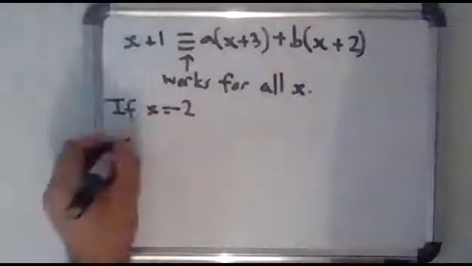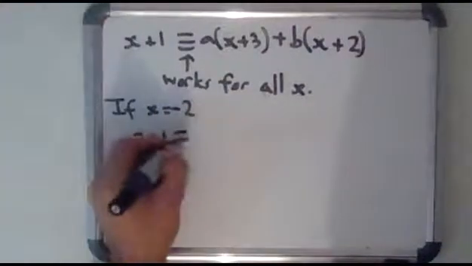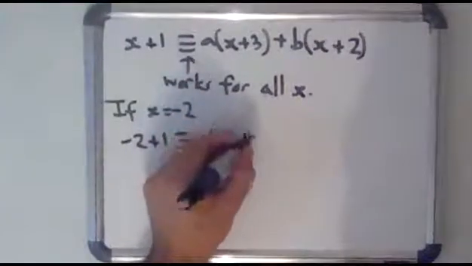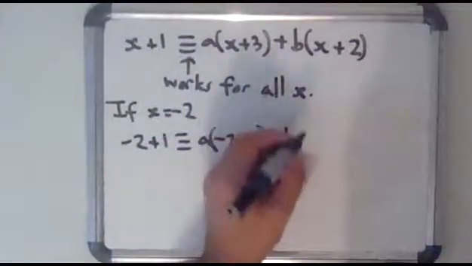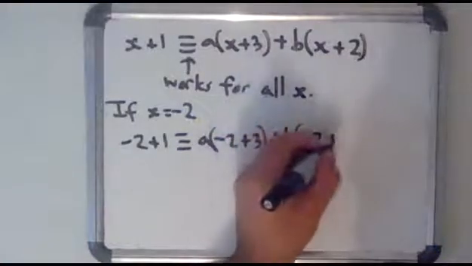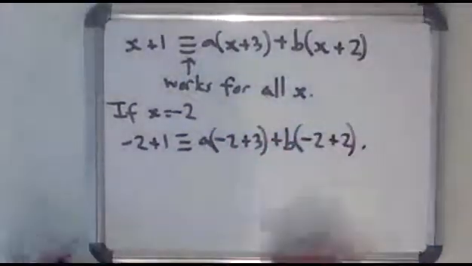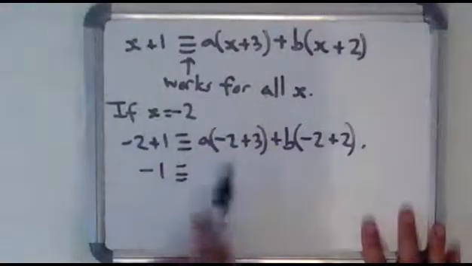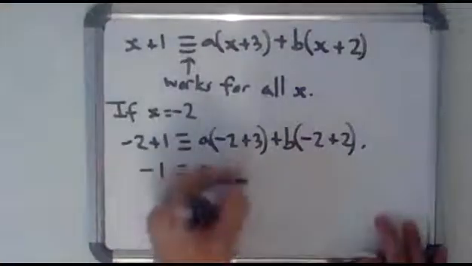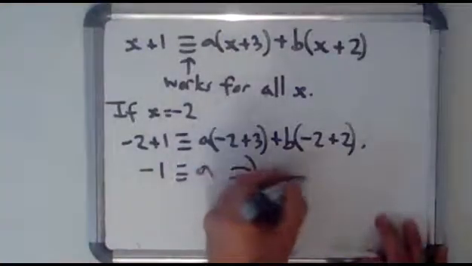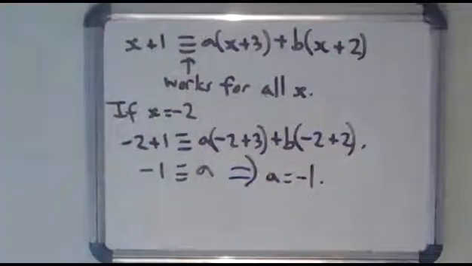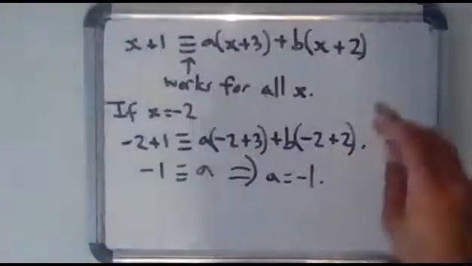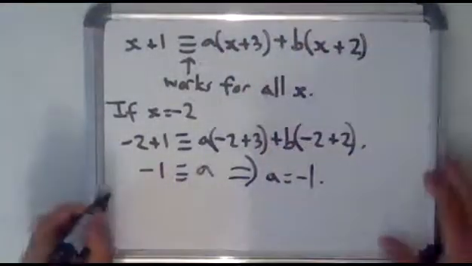So basically, if x equaled minus 2, that's going to be quite handy to get rid of B. So you're going to have minus 2 + 1 is identical to A(minus 2 + 3) + B(minus 2 + 2), well, minus 2 + 2 is just 0. So that is telling me that minus 1 is identical to A. So A equals minus 1 as it did before. And to find B, you could use your newfound A, or you could just substitute minus 3 in. So I'm going to do that.